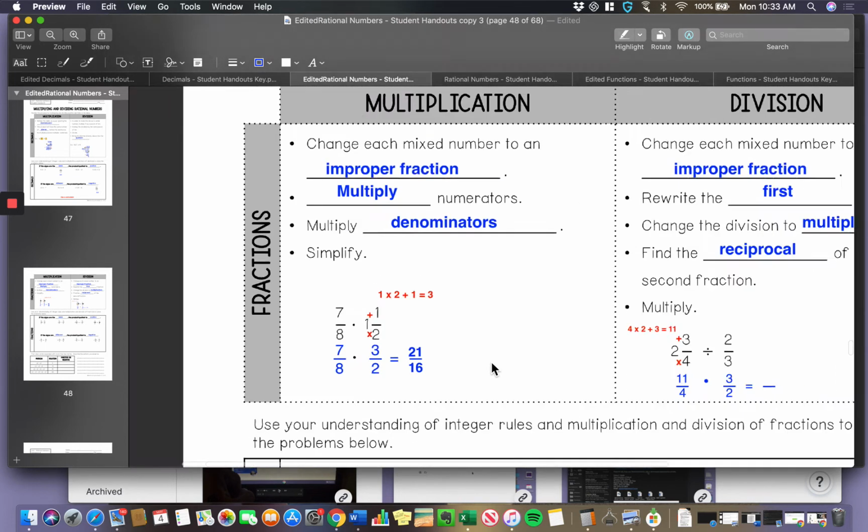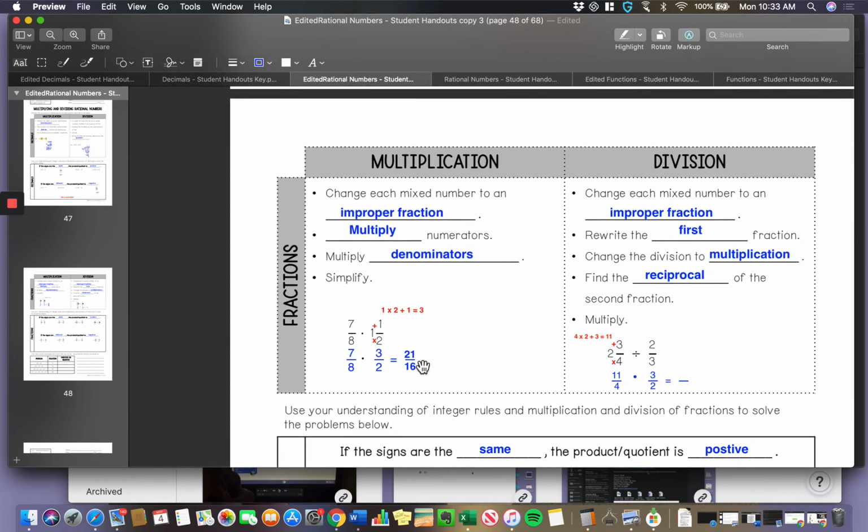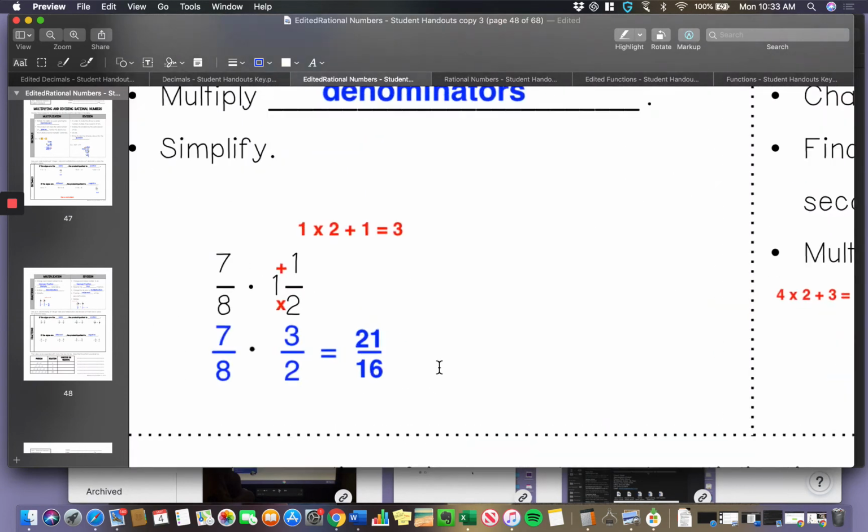And you can leave it improper, I'm fine with that, but if you want to convert that to a mixed number, you can, because my numerator is bigger than my denominator. So if you want to see what that looks like, I can show you real quick. So I need to ask myself how many times 16 can go into 21. I know that it can go in one time without any leftovers. Okay, so it's one time, so then I have to subtract 16 from 21.